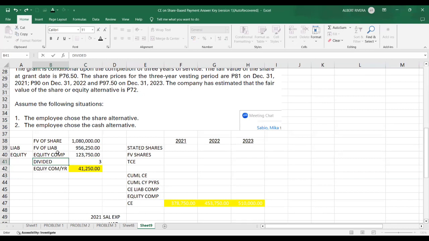Divided by vesting period. So this is now the equity component per year. So, let's now go to the liability component.